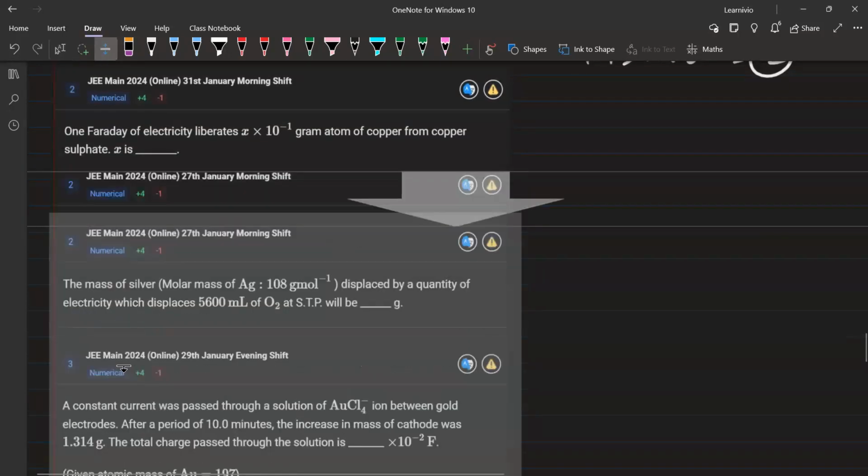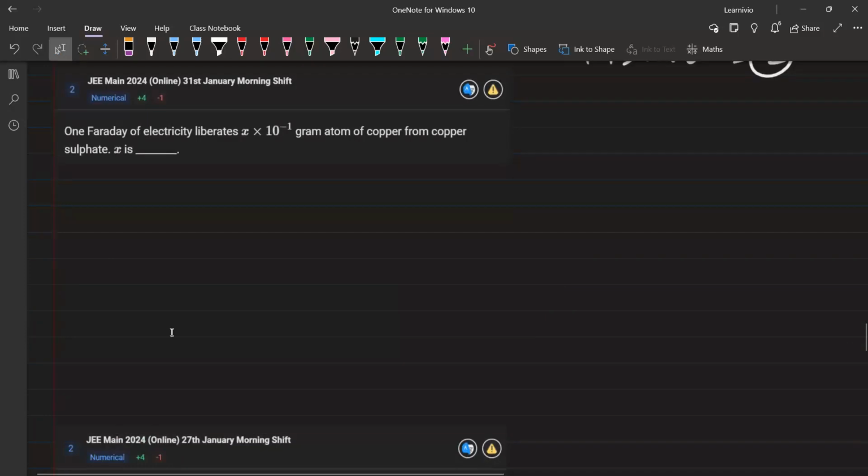Now try this. 1 Faraday of electricity liberates X gram atom of copper from copper sulfate. X is equal to how much? 1 Faraday electricity. So here you will have to mix things.